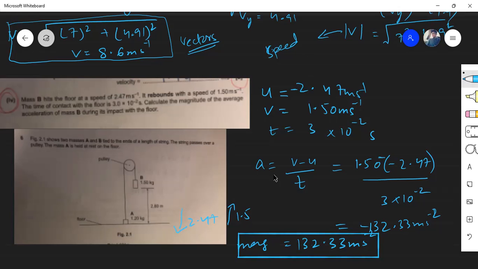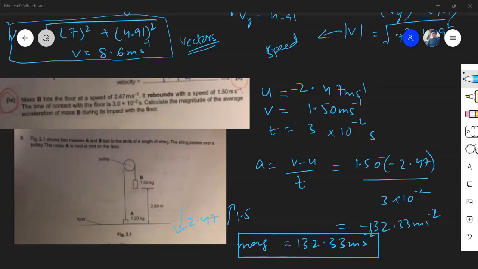But you get the idea that it's simply the formula for acceleration. Yeah, but it says it rebounds at the speed of... Yeah, rebounds means that it is coming down with the speed of 2.47. So the velocity actually is negative 2.47. It's not plus 2.47, it's negative because it's coming down. But how do you know down is the negative direction and not up? Up is the positive.